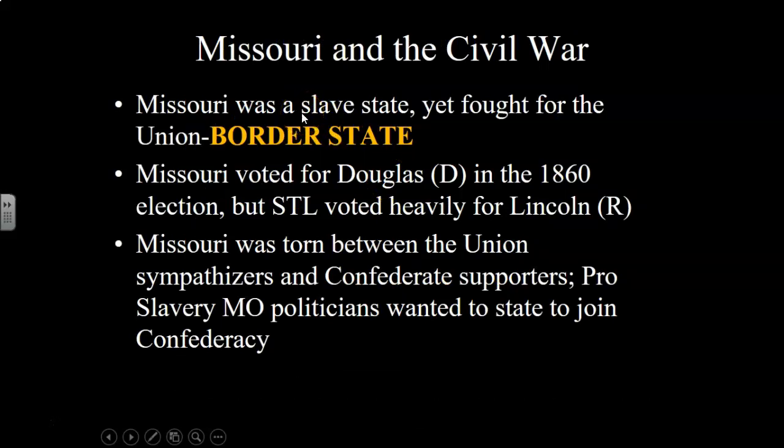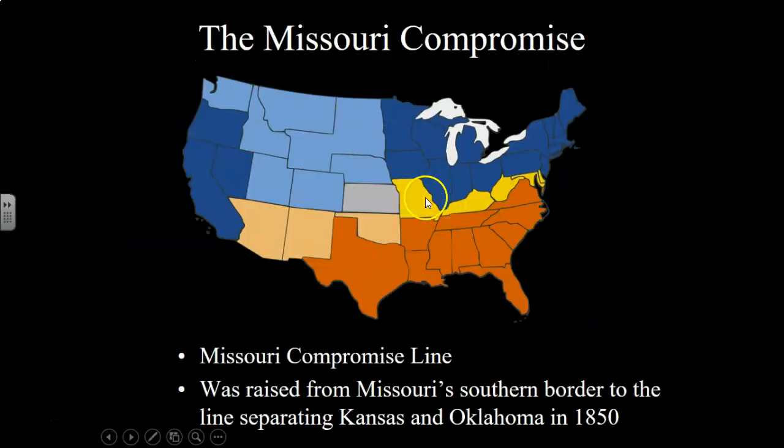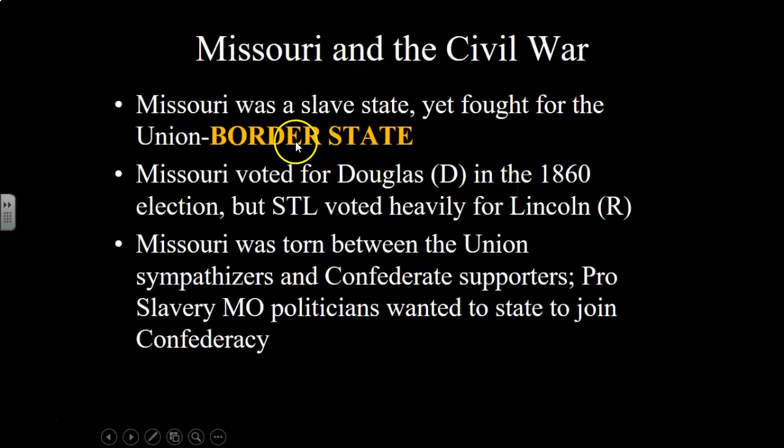So there are three states, and I'm going to go back here. There are going to be three states that will eventually join the Union but be a slave state, and that is Missouri, Kentucky, and Maryland. Those three states will be known as border states in that they are slave states but fight for the Union. And one of your presentations is going to talk about the debate that Missouri goes through on whether it should join the Union or join the Confederacy.